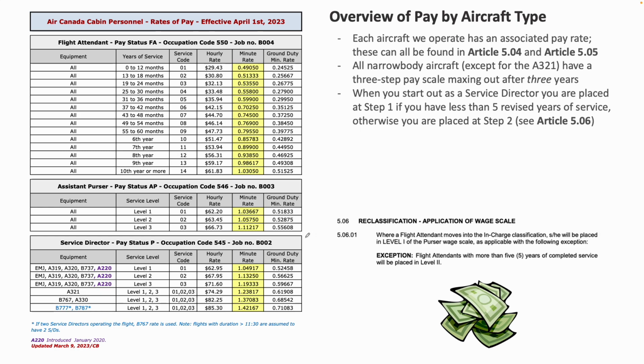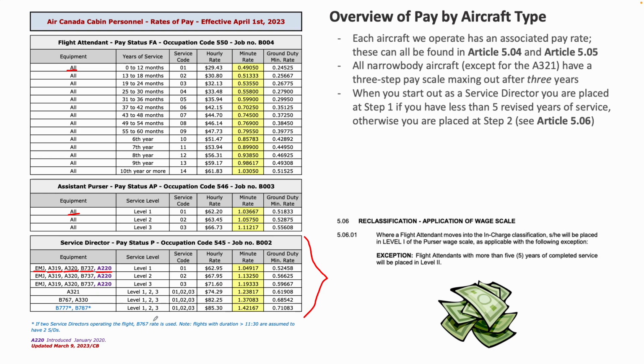The pay scale that is of relevance to us as service directors is the section that is, of course, titled Service Director. And the notable difference here is that unlike the other pay scales where we see "all" for the equipment, we instead see that there are specific aircraft types. We have the Embraer, for example, shown as EMJ, because at the time of the writing of this language, the Embraer was still in our fleet. The Airbus 319, the 320, the Boeing 737, and the Airbus 220 are all what we would collectively consider as the narrow body pay scale.